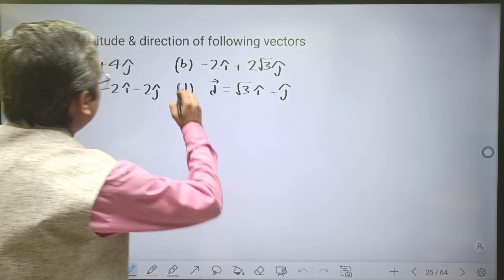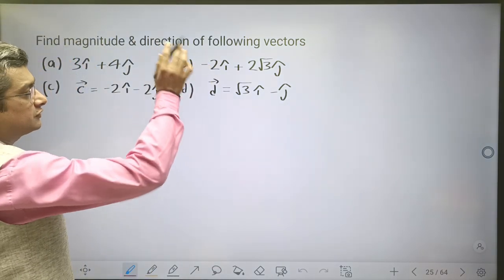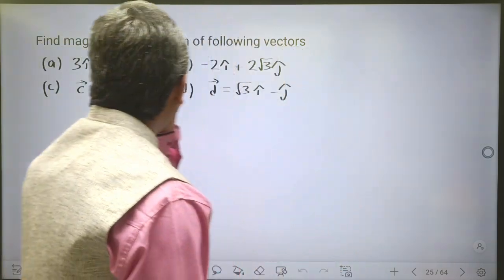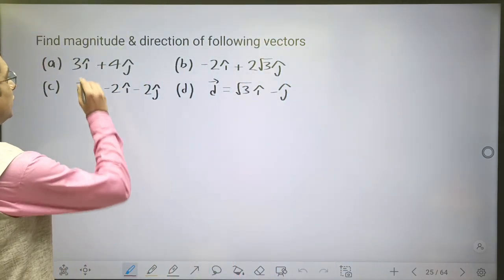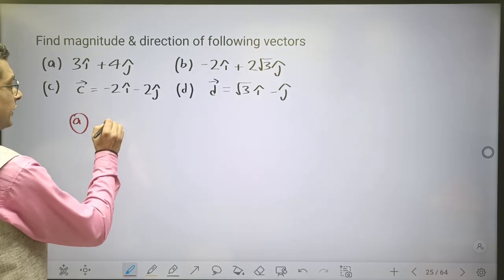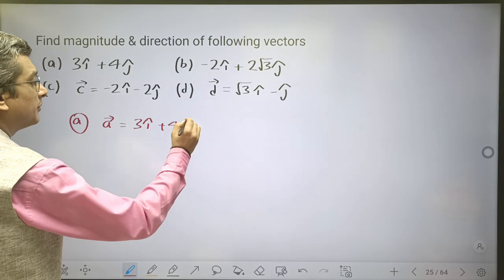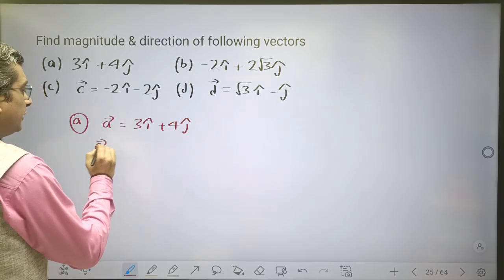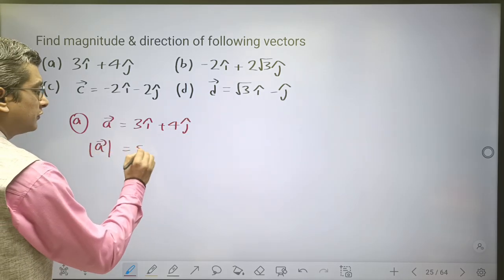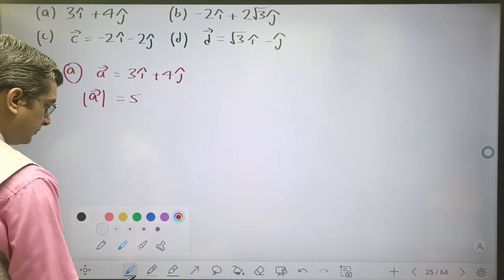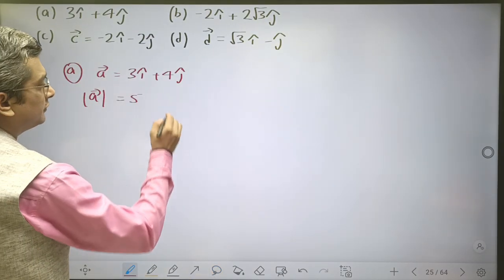So in this way, now find the magnitude and direction of the following vectors. Observe the term, this is not direction cosine, this is just a direction. You have to find the direction. So first, taking the first vector, let us suppose this is vector A. This is given by 3i cap plus 4j cap. So magnitude is given by root over 3 square plus 4 square. So this will be 5. And as far as direction is concerned, observe, this is 3 and this is 4.